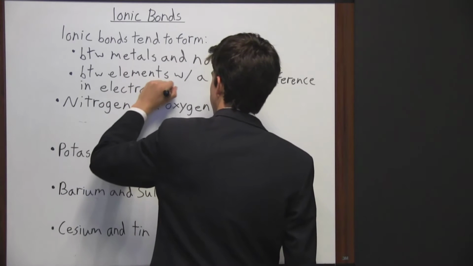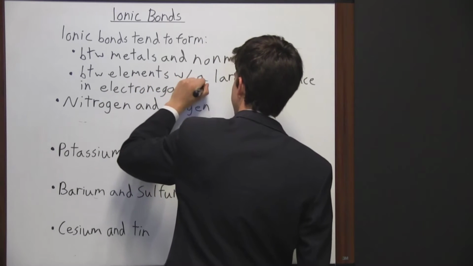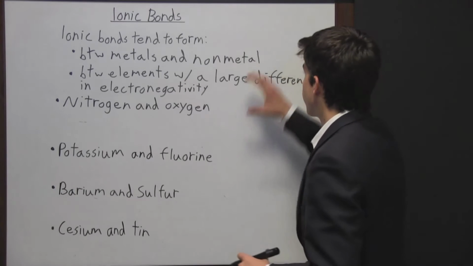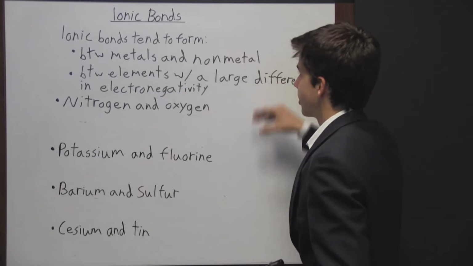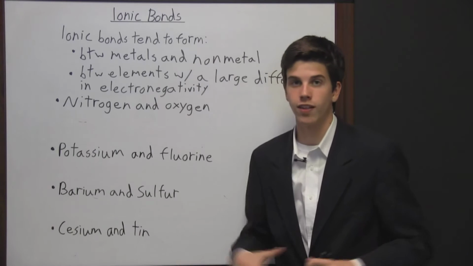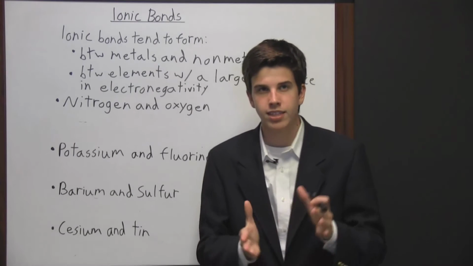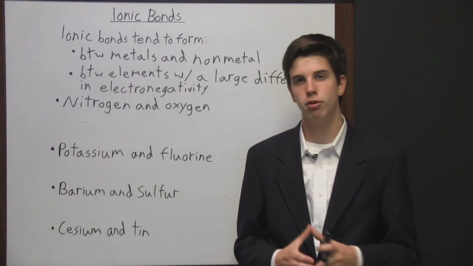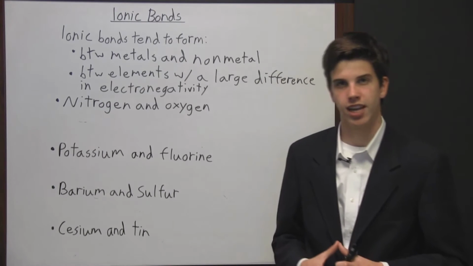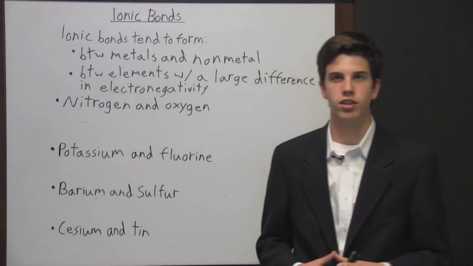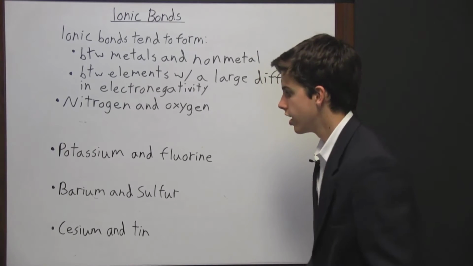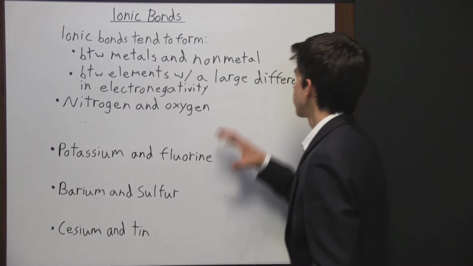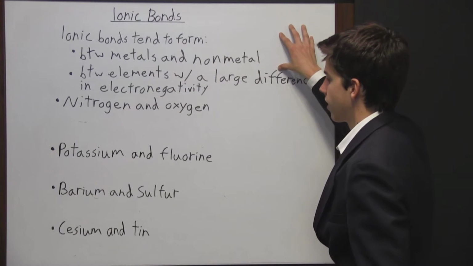So the larger the difference in electronegativity, the better the chance ionic bonds are going to form. And so if elements meet both of these criteria, there's a very good chance they're very likely to form ionic bonds. Now, keep in mind that elements with the highest electronegativity values are in the upper right-hand corner of the periodic table of elements, while those with the lowest are near the lower left-hand corner. So you have elements with low electronegativity down here, and elements with high electronegativity up here.